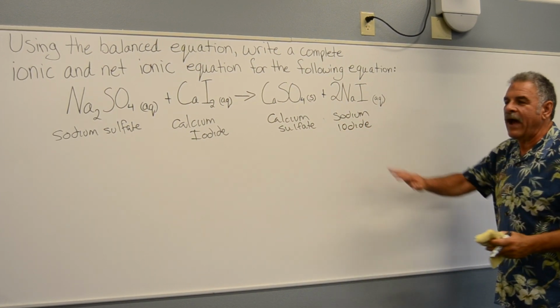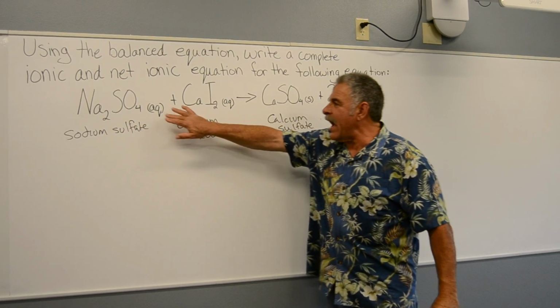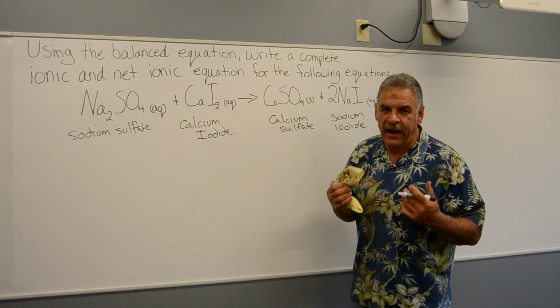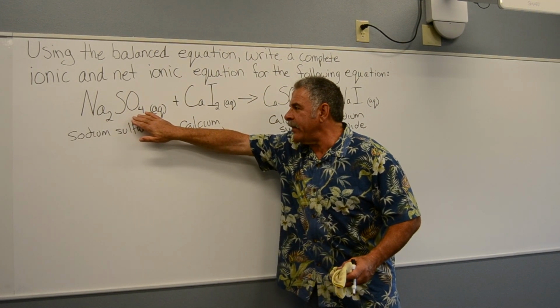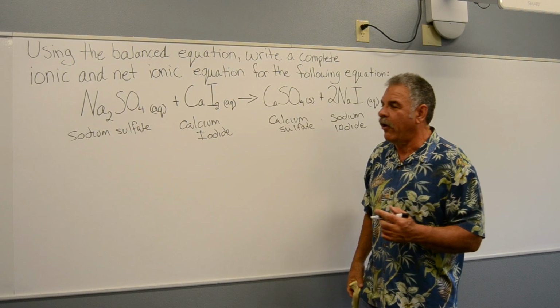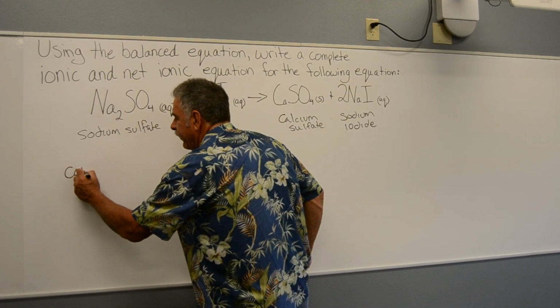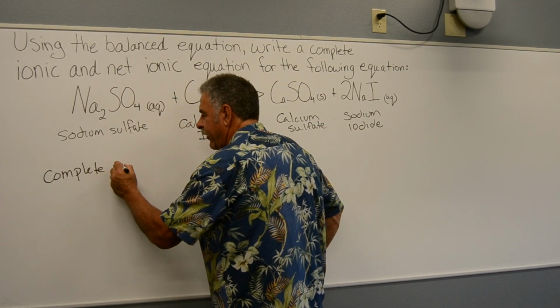All right, now what we have to look at is that this equation, the reactants are both in solution. This is an aqueous reaction. When things are aqueous and they involve a metal and a polyatomic ion, or a metal and a non-metal, they're ions when dissolved in solution. So to form the complete ionic equation, we have to separate the compounds.